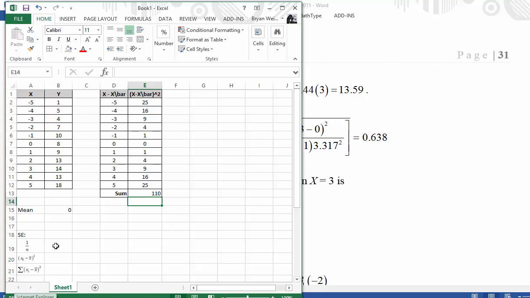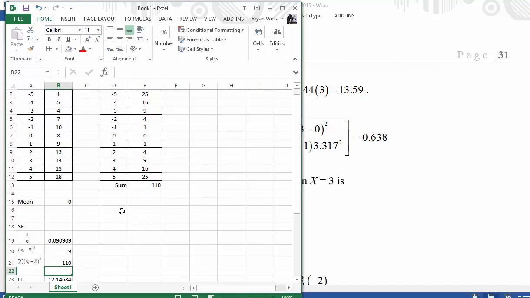The other parts to this, we will need 1 over n, which is equal to 1 over 11. We have this right here, which is going to be equal to 3 minus 0, our mean, and all of that squared. And then this corresponds to this cell right here. That's just going to be equal to that.